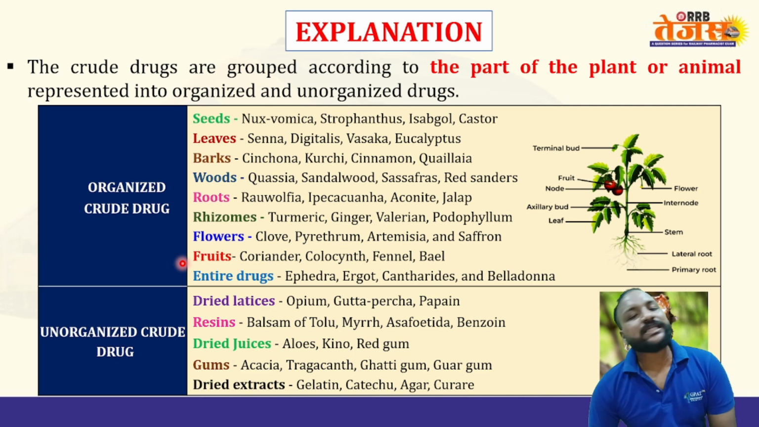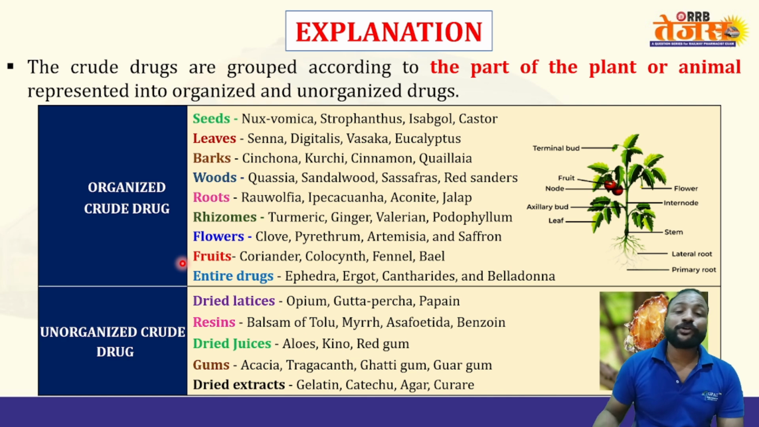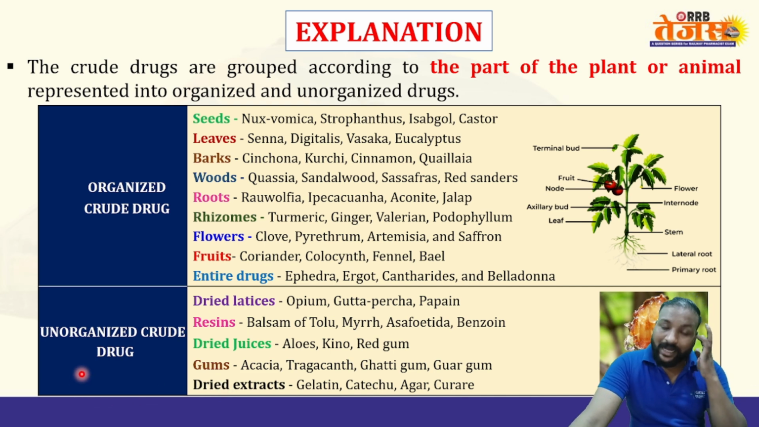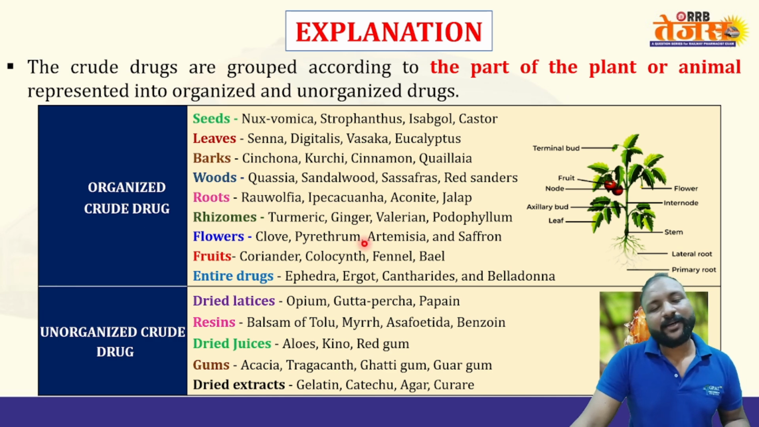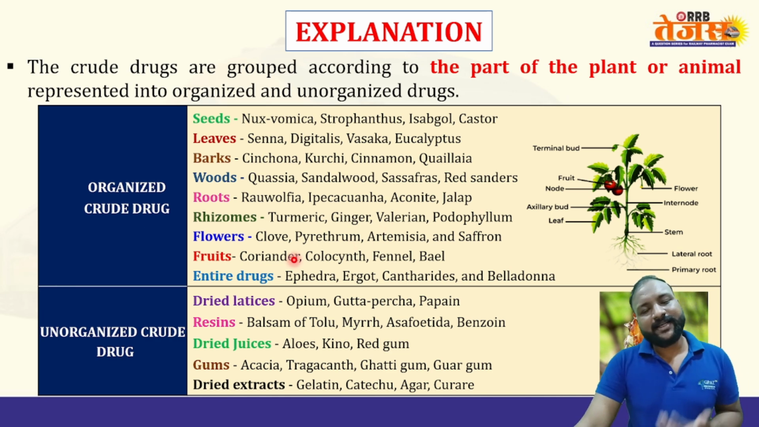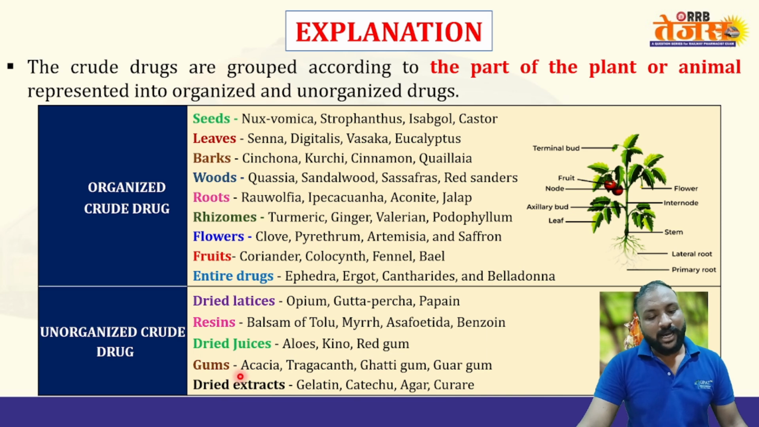Organized and unorganized drugs: the drugs which possess cellular structures are considered organized drugs. The drugs which do not have cellular structures are known as unorganized drugs. Unorganized drugs are nothing but gums, resins, latexes, dried juices, and dried extracts, because they don't contain cellular structures. All the plant parts containing cells are known as organized drugs, so every part which has cells is considered an organized drug: seeds, leaves, bark, root, rhizomes, flowers, everything. Here the unorganized example is acacia gum.